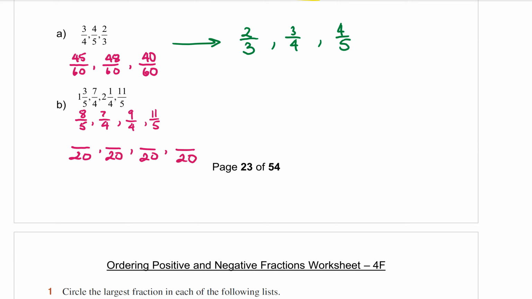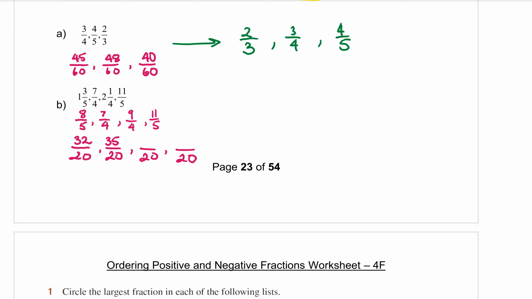Now the first fraction started out with a denominator of 5. So I would have to multiply by 4 to get to 20. So multiply the 8 by 4 makes 32. The second fraction started off as a 4 with the denominator. So it's been multiplied by 5 to make 20. 7 times 5 makes 35.